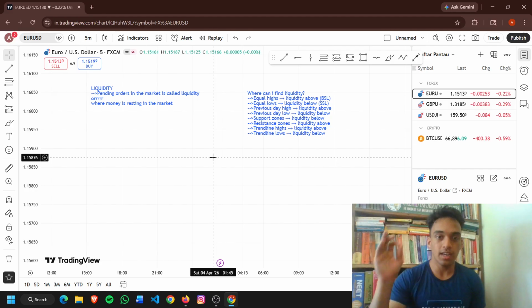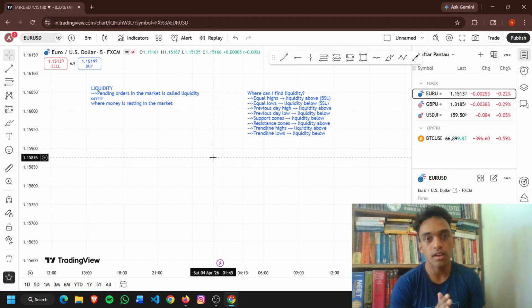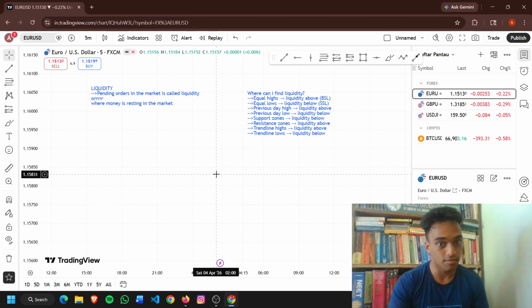So write it down. What is liquidity? Liquidity is the pending orders in the market. Pending orders in the market are called liquidity, or where money is resting in the market. And where to find liquidity? Liquidity is always in equal highs and lows, and previous day highs and lows. That's why I taught previous day high and low and how to mark them. Also support zones, resistance zones, and trend line highs and lows. These are places where you can find liquidity.